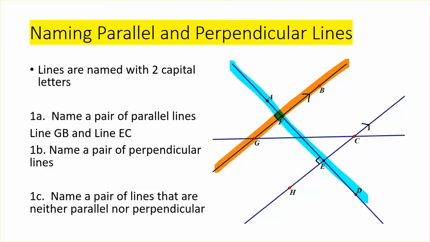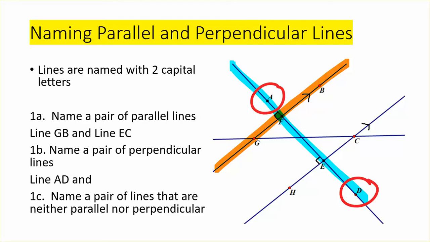Okay, so the blue line and the orange line are perpendicular. We need to name them. So just as we did before, we're going to pick 2 points from each line. Remember, there's more than one option. So I'm going to start with the blue line, and I'm going to use that one and that one. So I'm going to call the blue line, line AD.